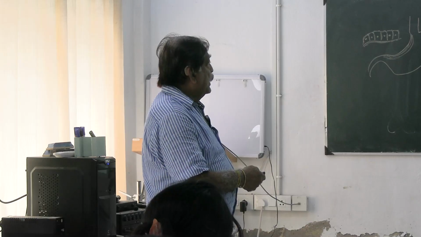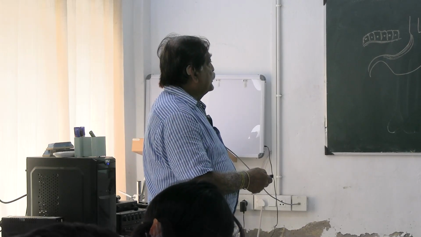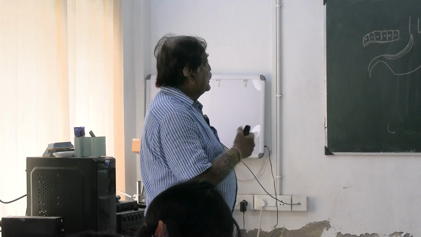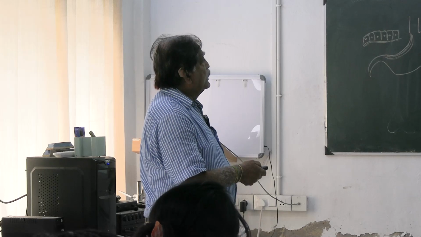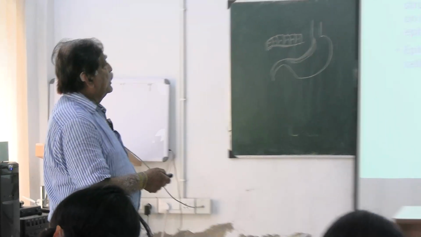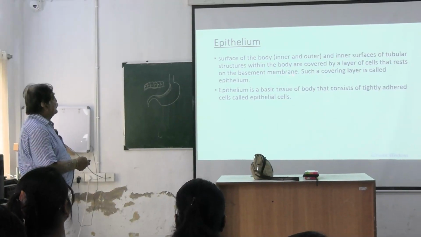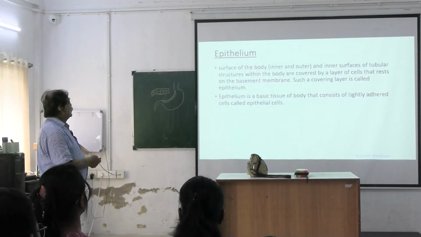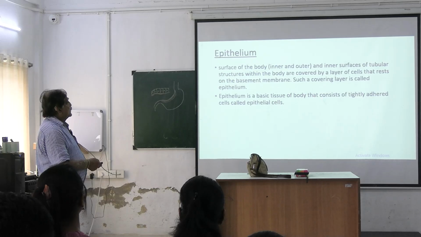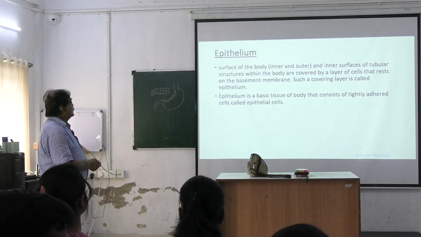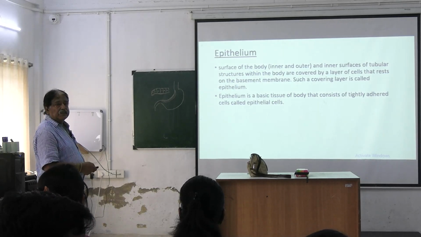Now today we will be speaking on epithelium tissue. The outer surface of the body and the inner surfaces of the tubular structures within the body are covered by a layer of cells that rests on the basement membrane. Such a covering layer is called epithelium. Epithelium is a basic body tissue that consists of tightly adherent cells called epithelial cells.